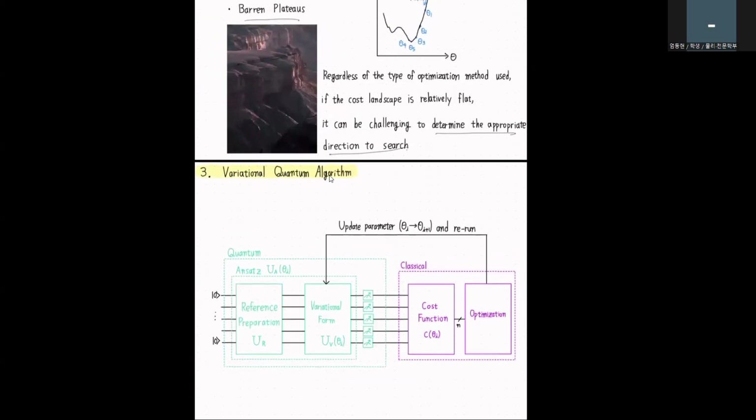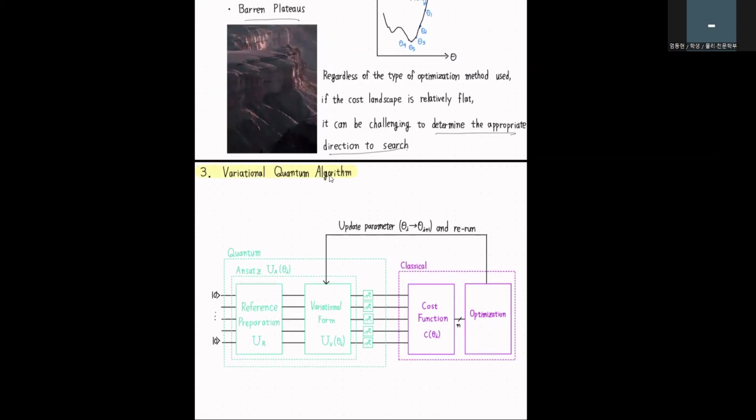However, this runs into the problem of barren plateaus, which is basically a flat region of the cost function, which makes it challenging to determine the appropriate direction to search. If that region is flat, then the gradient is small, which means that it's difficult to determine the next step.